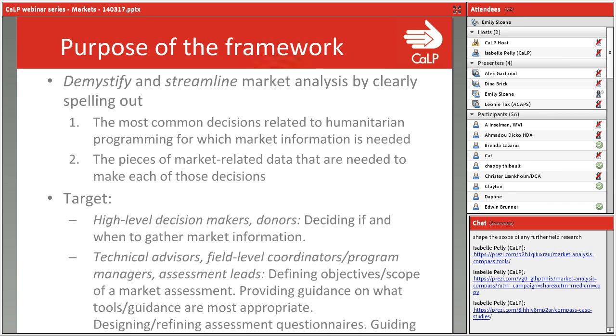So who? We think high-level decision makers and donors could find this framework useful for deciding if and when it's necessary to gather market information. And probably more practically, for people who are directly supporting market assessments in the field, this framework could be quite useful in helping teams to define objectives of a market assessment, helping to determine which tools and guidance are the most appropriate, helping to design and refine questionnaires, and to also guide response analysis.